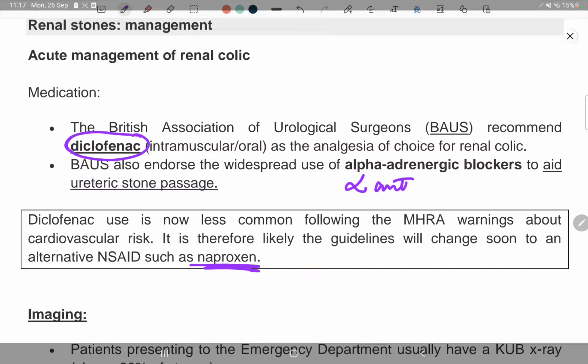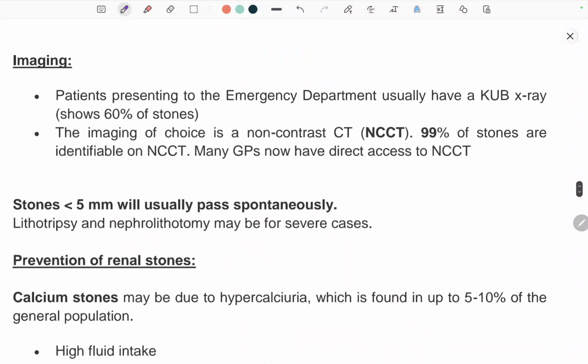Imaging: patients presenting in the emergency department usually have a KUB X-ray, which shows 60% of the stones. Imaging of choice is non-contrast CT. 99% of stones are identified on non-contrast CT. Many GPs now have direct access to non-contrast CT. Stones less than 5 mm will usually pass. Lithotripsy and nephrolithotomy may be for severe cases.